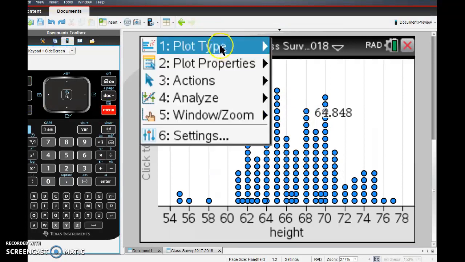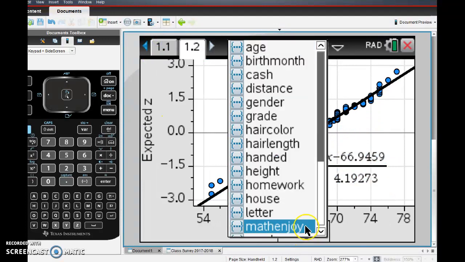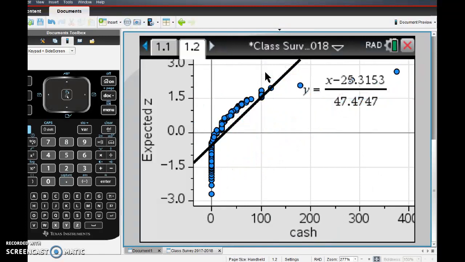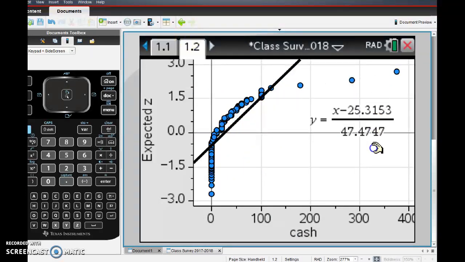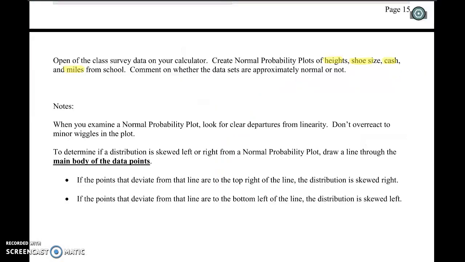So let's take a look at some other ones. Let's start with the normal probability plot, so we don't give it away ahead of time. So let's take a look at cash. As you can see, this plot is not linear at all, indicating the cash is not normal. I also wanted to point out, this isn't real easy to understand, but when you examine a normal probability plot to look for departures from linearity, don't overreact to minor wiggles. I guess I just said that.